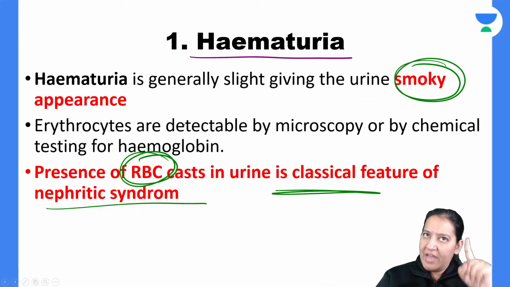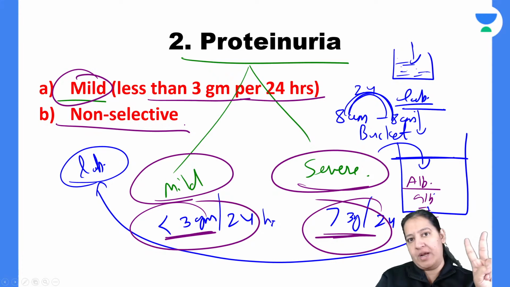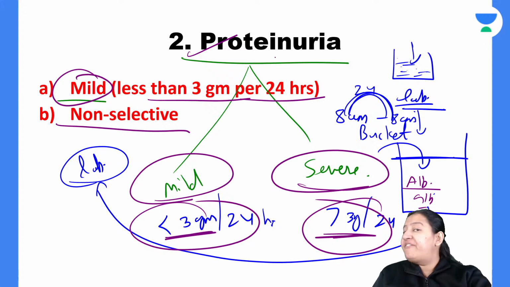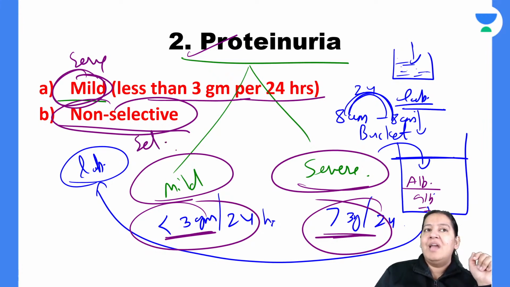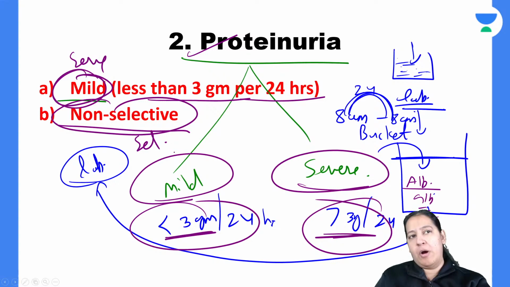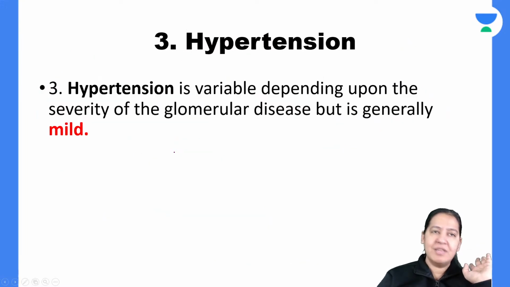So patient will have hematuria. Patient will have mild non-selective proteinuria. So don't say only proteinuria now. Because when I talk about nephrotic syndrome, this is nephritic. In nephrotic, this mild becomes severe and this non-selective becomes selective. In nephrotic syndrome, only albumin comes out. Other proteins do not come out. Mainly albumin comes out and it is severe. More than 3 gram of protein will come out. Give me a thumbs up if you got it.